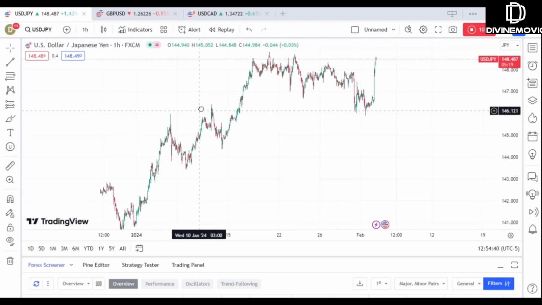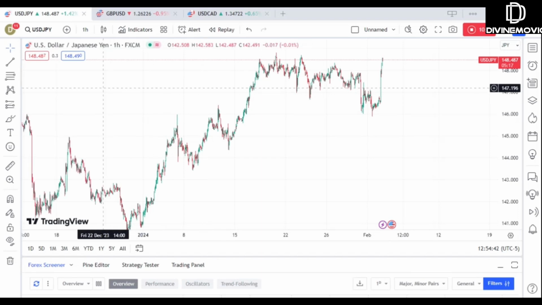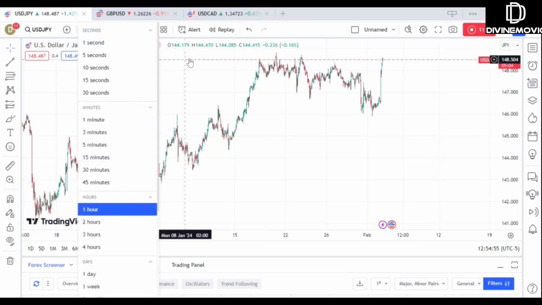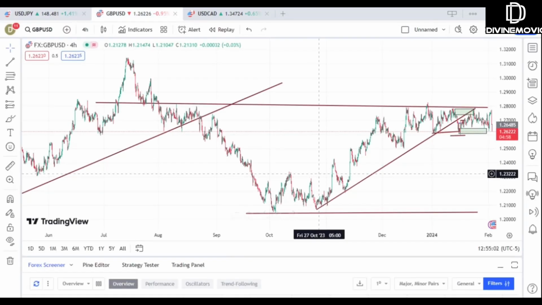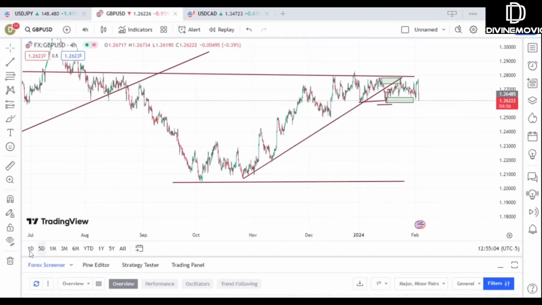Should I analyze this pair? Let me analyze this pair. Yes. Now remember, first off is to go to the higher time frame and understand the trend and see the direction of the market as well as key levels in the market. So let me analyze GBPUSD. I'm going to clear this off.